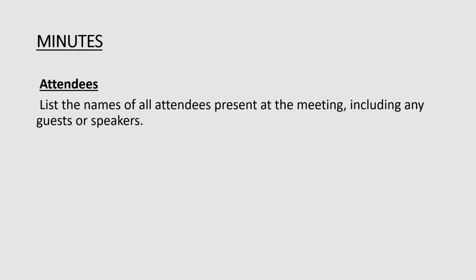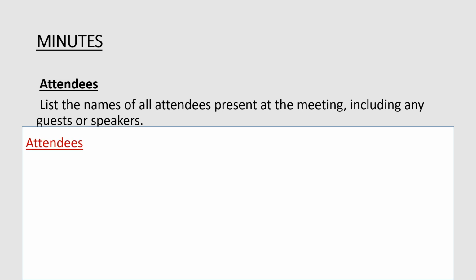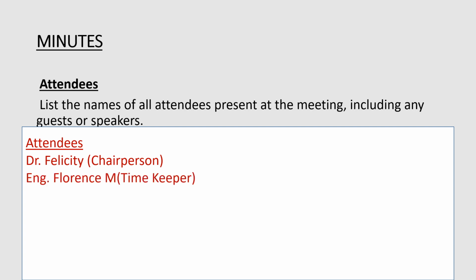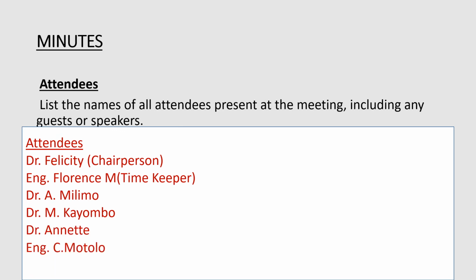Then from there, the next section is attendees, the people who attended the meeting. Everyone who attended has to be included, including special guests. So list the names of all attendees present at the meeting, including any guests or speakers. Something like this: you write attendees, underline, then you write Dr. Felicity, chairperson, Engineer Florence M, timekeeper, Dr. Emily Moore, Dr. M. Kayombo, Dr. Annette, Engineer C Motolo. So that's how you do it. The attendees, you write the names of the people who have attended the meeting.